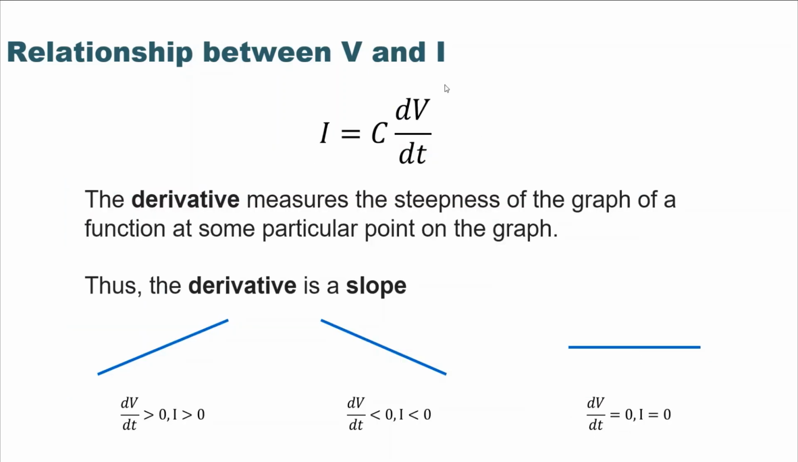V is our voltage, t is the time. So how should we understand this equation? One intuition is that this derivative measures the steepness of the graph of a function, which means the derivative is the slope of our voltage signal. For example, if our voltage is increasing, then the slope is positive and our current is also positive. When the voltage is decreasing, the current is negative. When the voltage is constant and there is no slope, then our current is equal to 0. That's how we understand this equation.